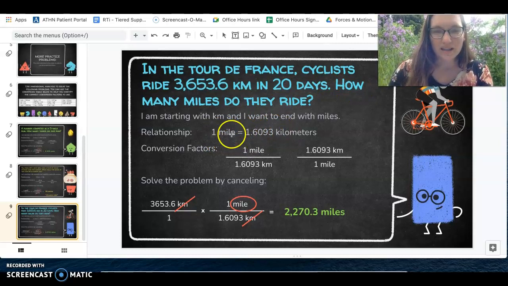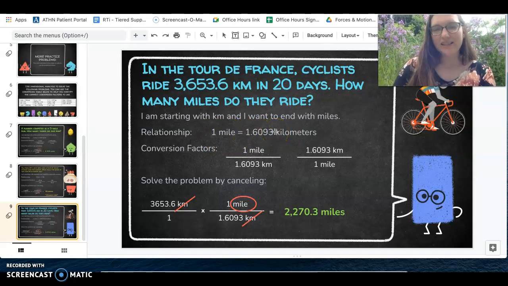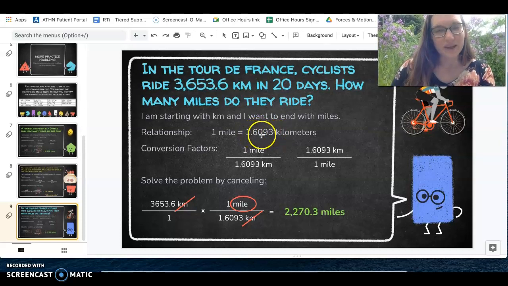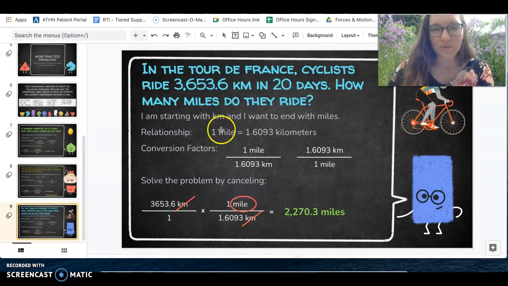Okay, so 1 mile is 1.6093 kilometers. Now, that goes really detailed. If you want to make it just 1.6 kilometers, that's okay, because that's a lot of detail there. 1.6 kilometers is fine. 1 mile is equal to 1.6 kilometers. And the same thing is that 1.6 kilometers is equal to 1 mile. These are a 1-to-1 ratio.